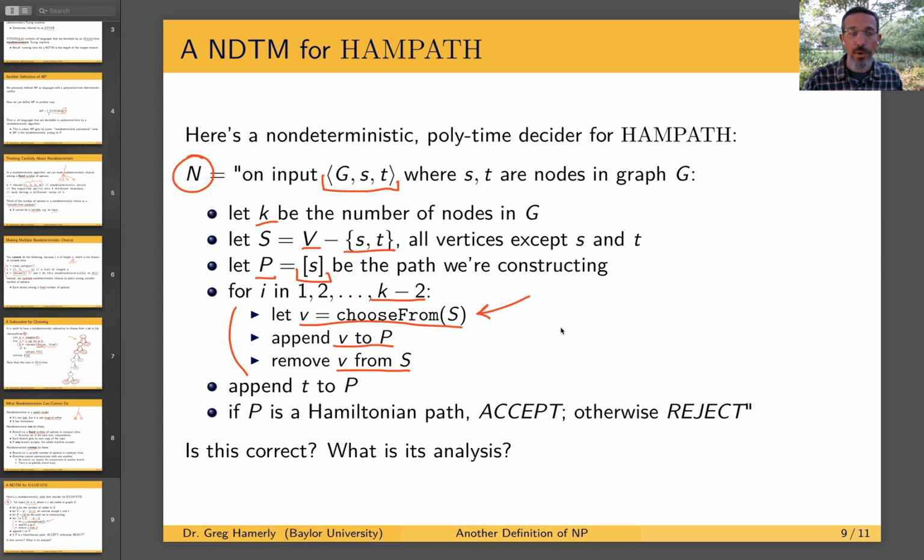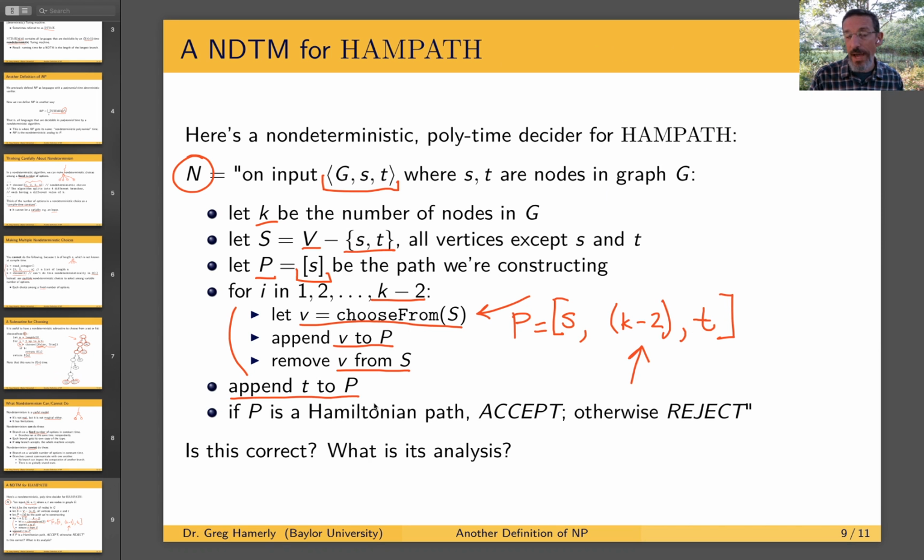Okay, so what we're doing here is we're starting with S. We have a vertex S, and then we have K minus 2 vertices in the middle, and then we have T, and this is going to be our path P that we're constructing. This path is going to be different depending on the order that we choose these vertices in the middle. Because finally, at the end, we append T to the path. That's where we get this T right here.